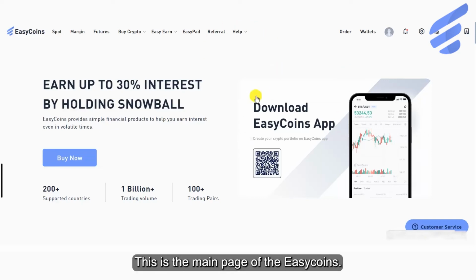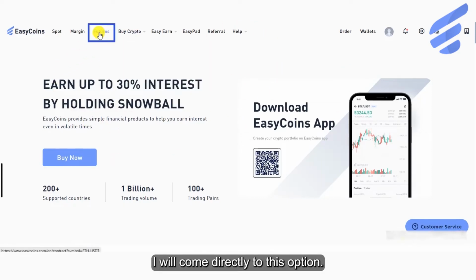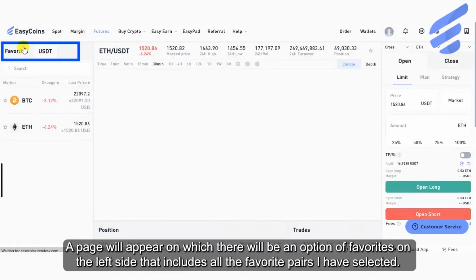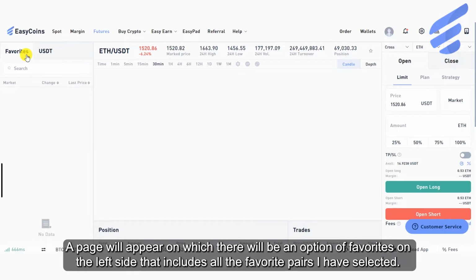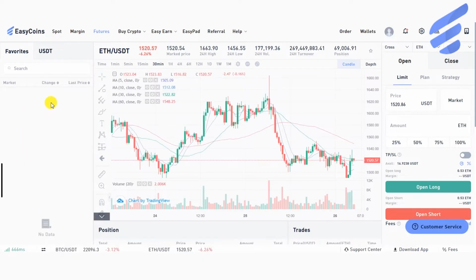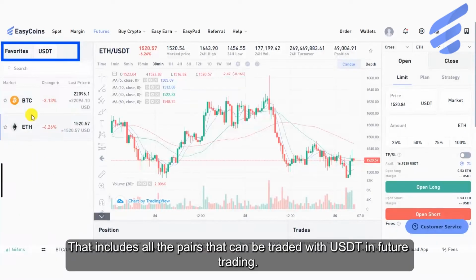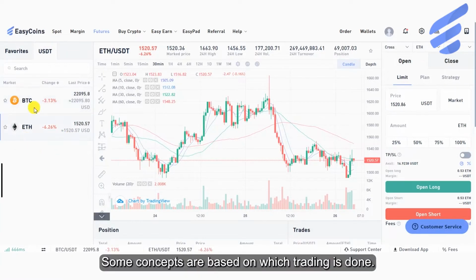This is the main page of EasyCoins. If I have to do futures trading, I will come directly to this option. A page will appear on which there will be an option of favorites on the left side that includes all the favorite pairs I have selected. Here is also an option of USDT that includes all the pairs that can be traded with USDT in futures trading. Some concepts are based on which trading is done.